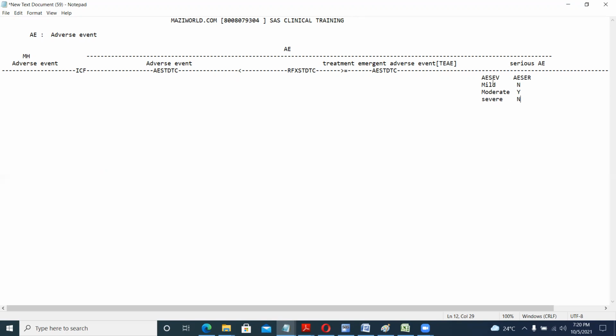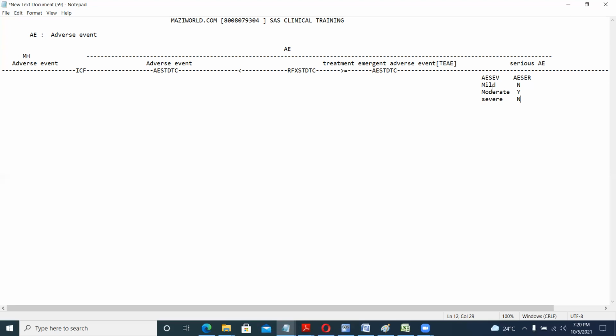So that means even if the severity is serious, but seriousness is no, what happened exactly? This patient will not have any problem. If the patient is having mild with seriousness no, even this patient also will not have any kind of problem.